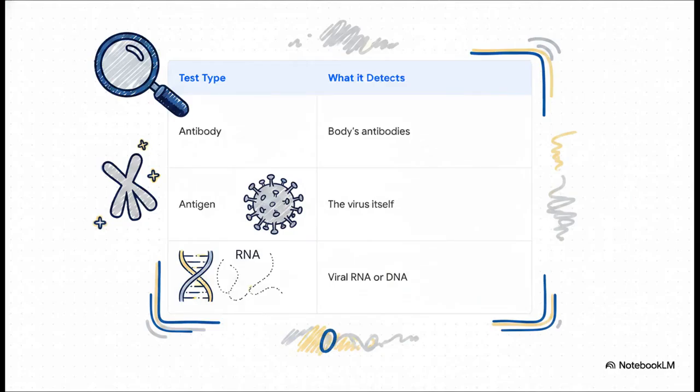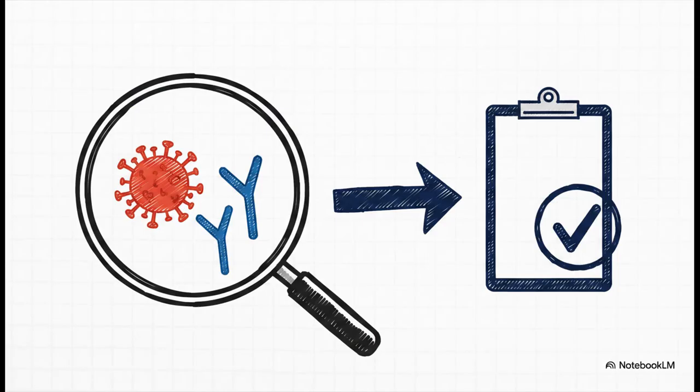First step is finding it, and we essentially have 3 diagnostic tactics. Number 1, antibody tests. These look for the unique antibodies your own immune system produces when it realizes HIV is there. Number 2, antigen tests. These bypass the immune response and look for the physical pieces of the virus itself. And number 3, RNA or DNA tests. These go straight for the genetic material, hunting down the viral RNA or those sneaky proviral DNA copies hiding inside your cells.